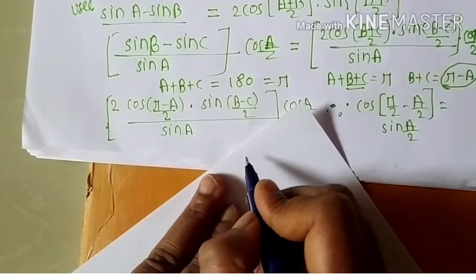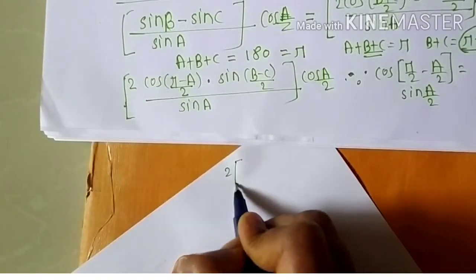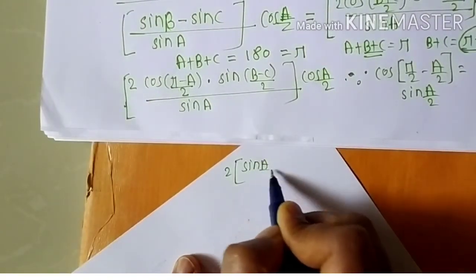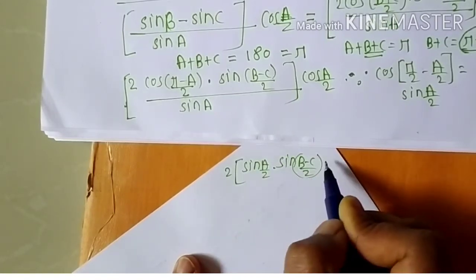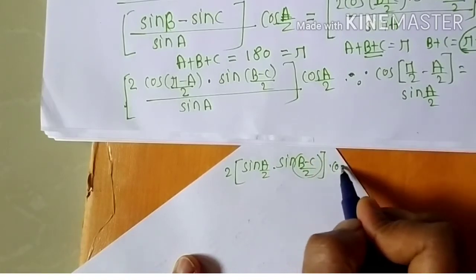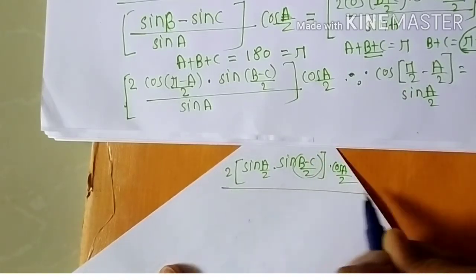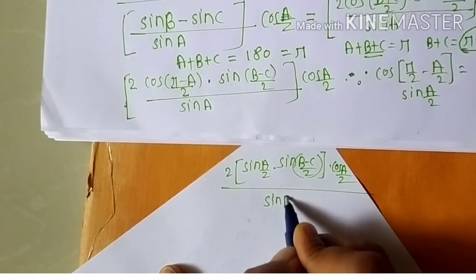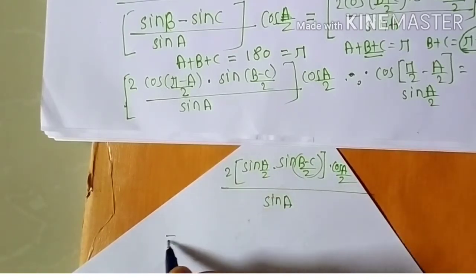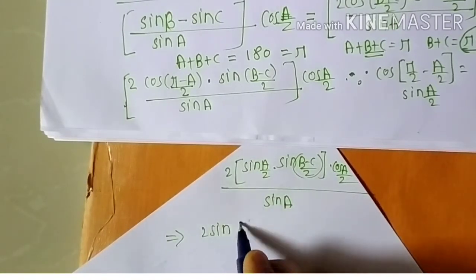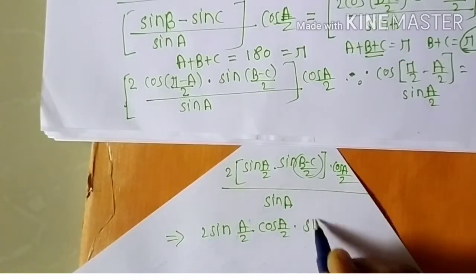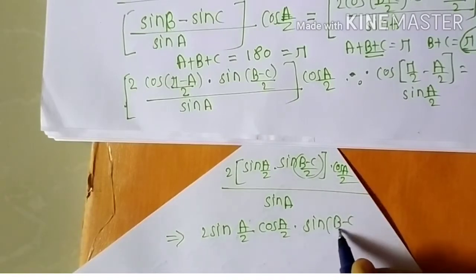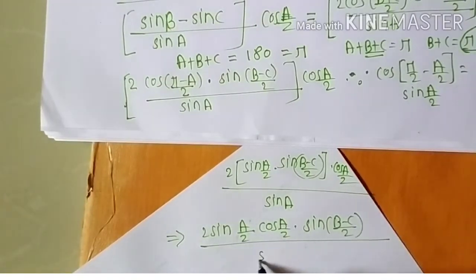The numerator term becomes 2 times sin a by 2 into sin (b minus c) divided by 2 into cos a by 2, divided by sin a. Then we combine this term: 2 times sin a by 2 into cos a by 2, into sin of (b minus c) divided by 2, divided by sin a.